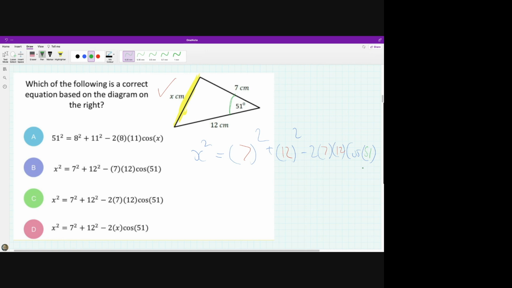So which of those 4 do you think matches? Well, I have a cos 51, so I'm going to get rid of that. There's no 2 in B, so it can't be B. So which of the 2 that are left do you think it's going to be? The people are saying C, and the people are correct. The students in the room have correctly identified that C is the correct answer.